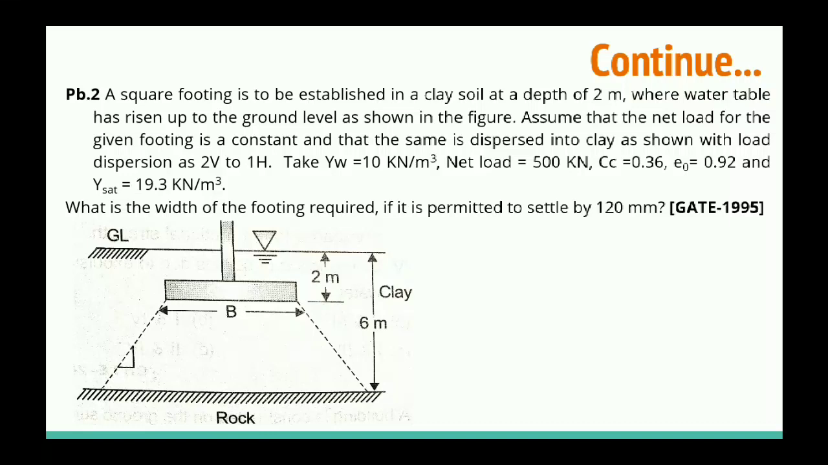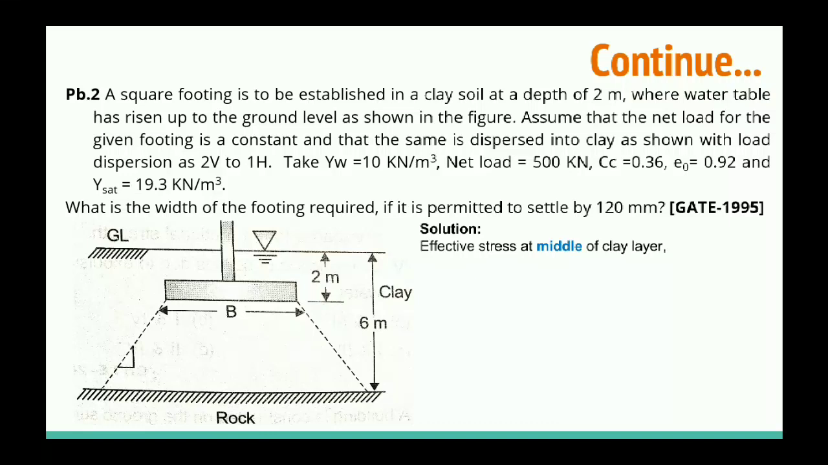See, in the previous lecture, in the numerical problem I discussed, we calculated the settlement. Now in this question, the settlement is given, and the settlement is 120 mm. So for this settlement, we have to calculate the width of the footing, and the shape of the footing is square. Okay. So let's calculate the settlement, and we will put in the value of settlement, then we can get the unknown quantity. So let's discuss.